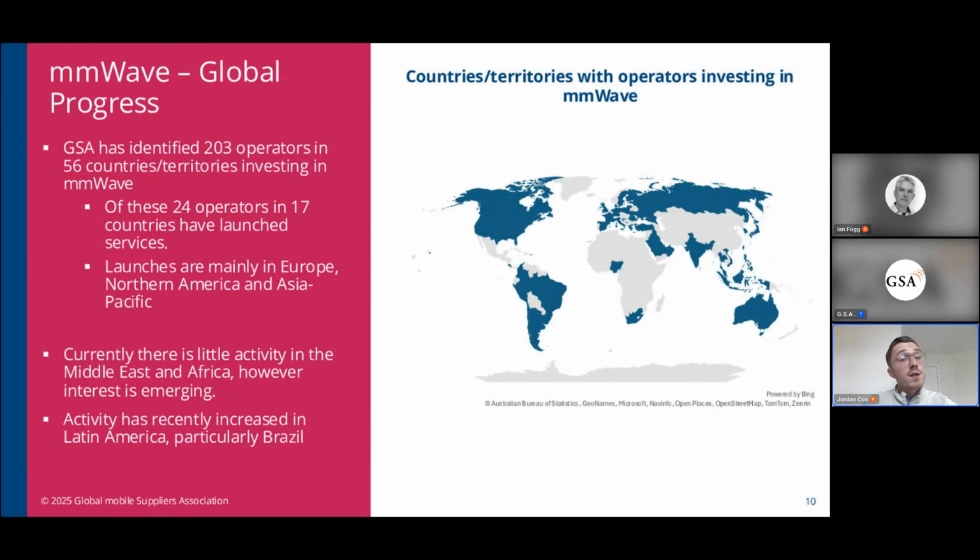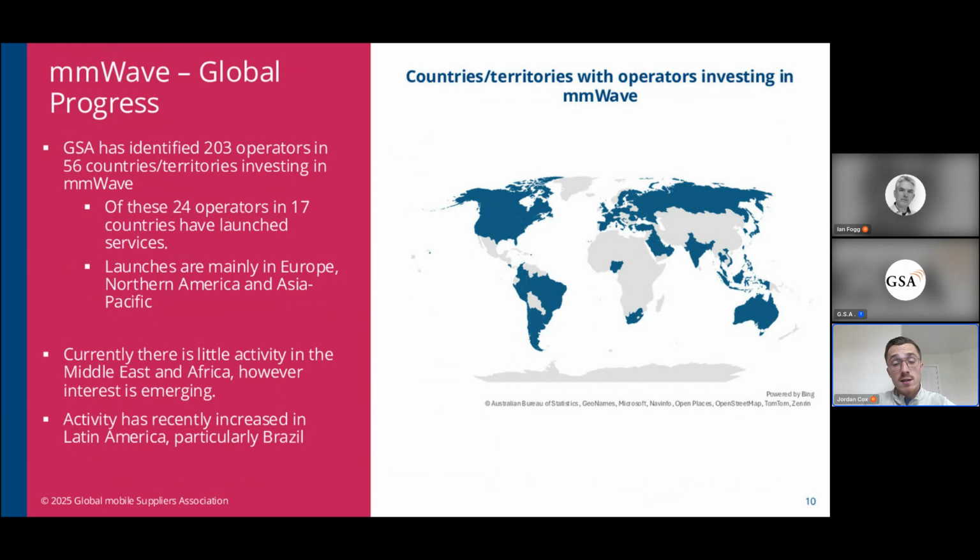So now let's take a closer look at how millimeter wave deployments are progressing globally. According to the latest GSA data, we've identified 203 operators across 56 countries and territories that are actively investing in millimeter wave spectrum. This includes a mix of spectrum acquisitions, trials, and pre-commercial testing, all of which indicate growing momentum around this high capacity band.